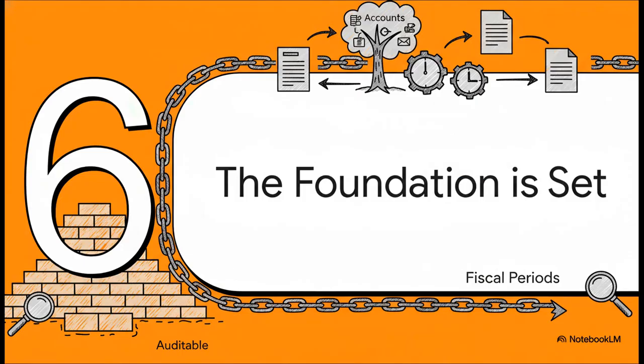And there you have it. It's as simple as that. By architecting your chart of accounts, defining your fiscal and posting period variants, and then setting up all your document types and number ranges, you have successfully laid a solid, controlled, and completely auditable foundation for your entire financial system.